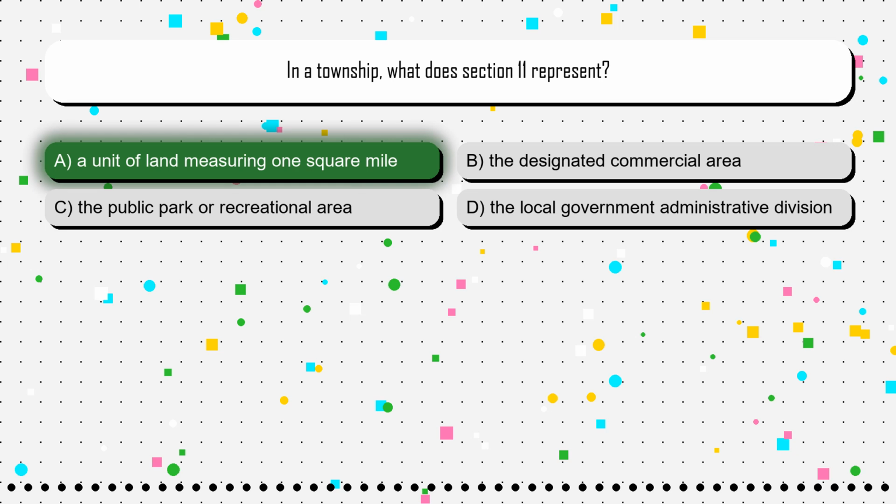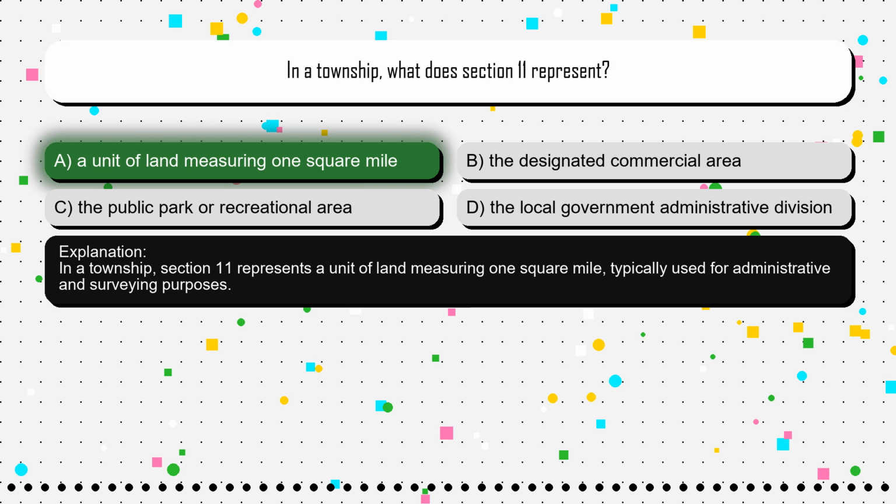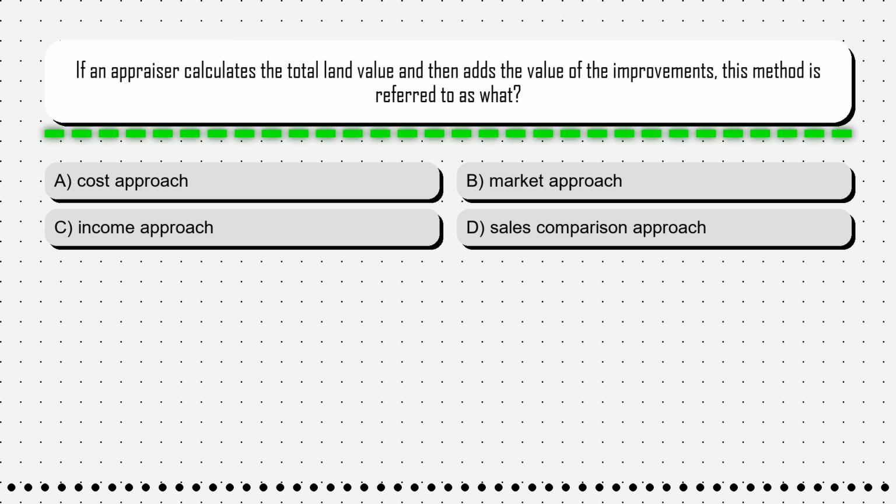The correct answer is option A, a unit of land measuring 1 square mile. In a township, Section 11 represents a unit of land measuring 1 square mile, typically used for administrative and surveying purposes. Question 56. If an appraiser calculates the total land value and then adds the value of the improvements, this method is referred to as what? Option A, cost approach. Option B, market approach. Option C, income approach. Option D, sales comparison approach.